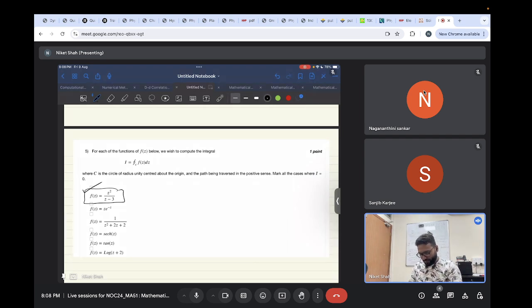For the second one, z e raised to power minus z. For this function, the whole thing is analytic, right? Z is analytic, e power minus z is analytic. The product is also going to be analytic. So this entire function is analytic. So in this case, what do you do?